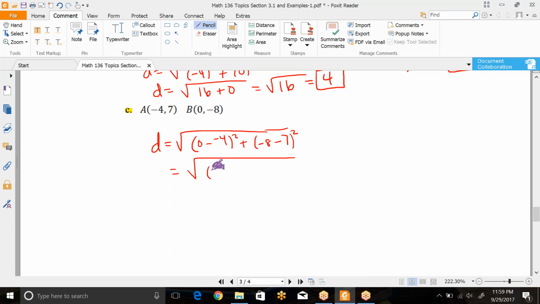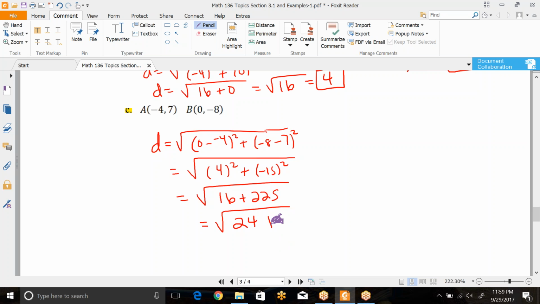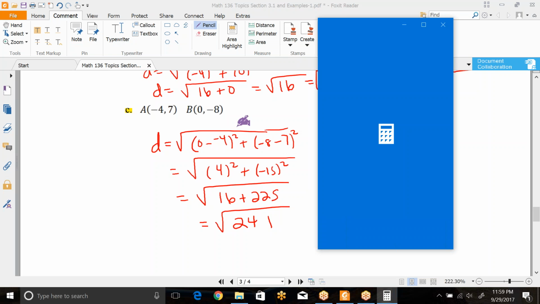That is plus a 4, so that'd be 4 squared. That is -15 squared. So this is 16 plus 225. If we add that together, I'm getting 241. We want to double check to make sure there's no perfect squares that can go into 241.